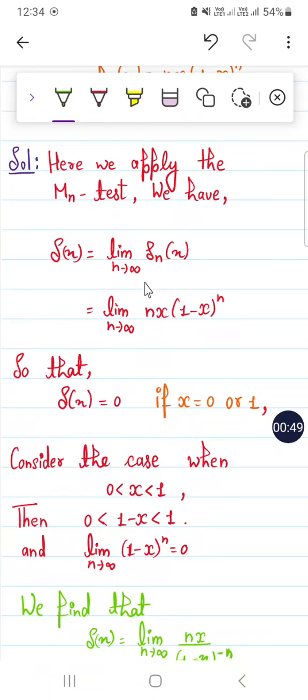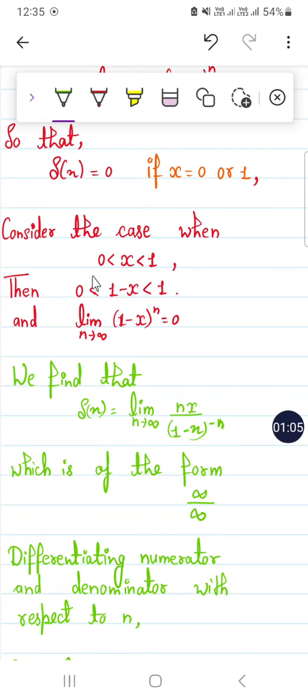The Mn test is that y is equal to the modulus of Sn(x) minus S(x). We will find out S(x), right? So S(x) is the limit as n tends to infinity, and when x is between 0 and 1, then 1 − x is less than 1, so (1 − x)^n is equal to 0.